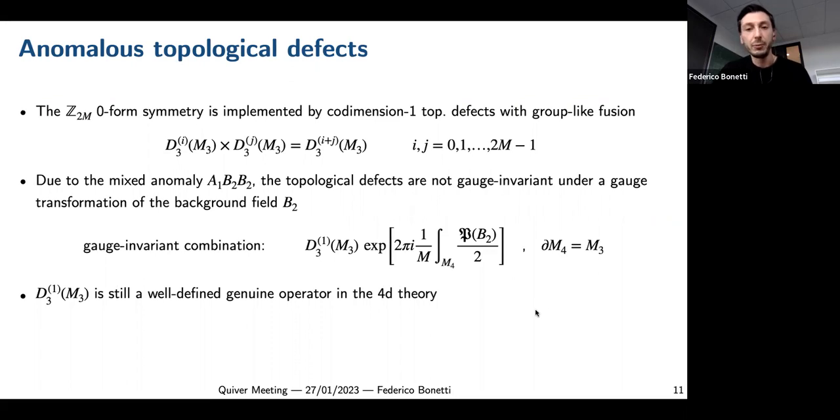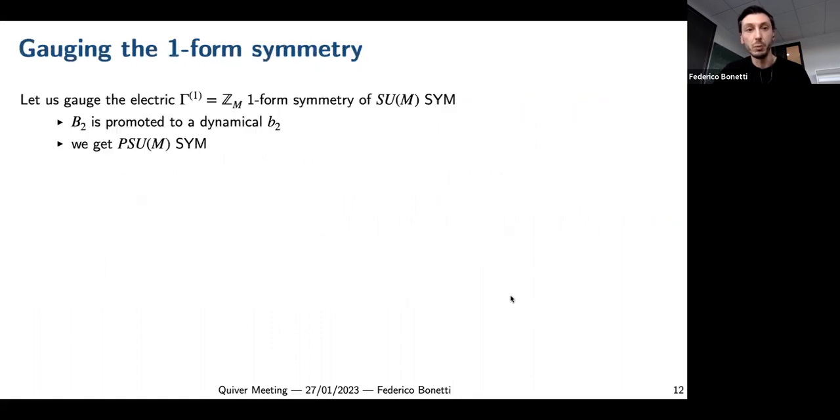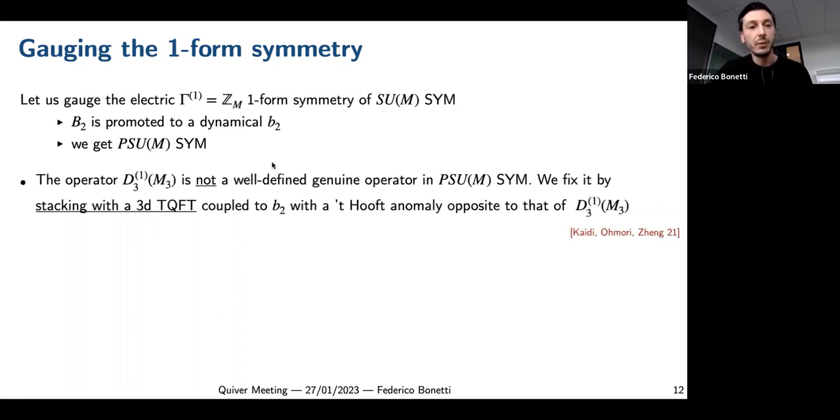Now, what happens, however, if we try to gauge the symmetry that is associated to B2, the one-form symmetry? So B2 is now a dynamical object. We have to sum over inequivalent B2s. The path integral is just a sum because it's a discrete field. And as I mentioned, we changed the global form of the gauge group. But now something quite dramatic happens to this defect, D3, because now it's no longer a genuine operator, because as usual, we used to have an anomaly in a global symmetry, which is harmless, but now it would be an anomaly in a gauge symmetry, which is a pathology.